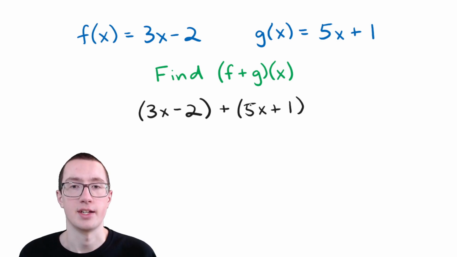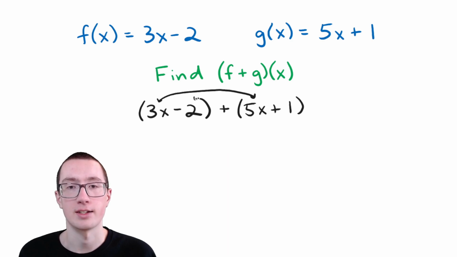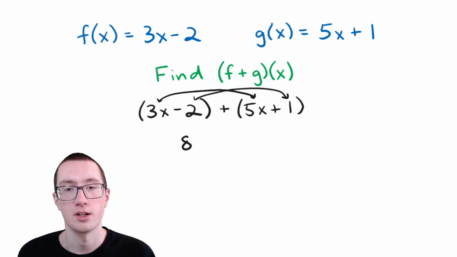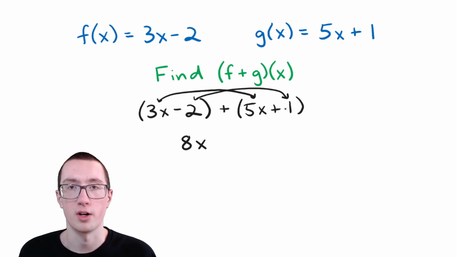So when you're adding these together, the parentheses don't really matter because you can add in any order. So we can actually just ignore these parentheses and add together the parts with x and add together the numbers by themselves. First, let's look at the x's. We have 3x plus 5x. 3 plus 5 is 8, and the x stays. And then here we have not 2, minus 2. The minuses always stay. We have minus 2 plus 1.